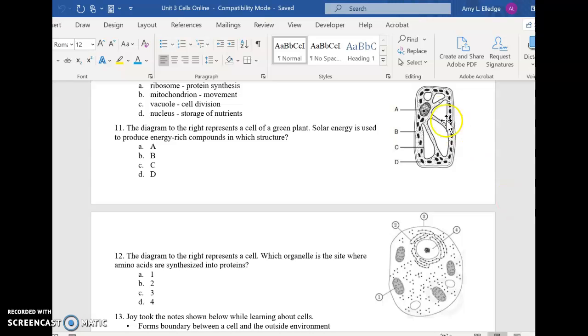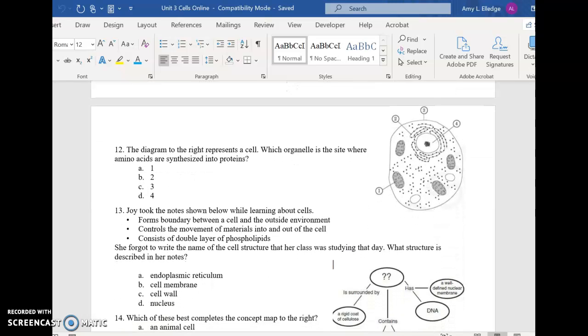So is that going to be A, which is the nucleus, B, which is the cell membrane, C, which is a vacuole, or D, which has to be a chloroplast, I would assume. So the one that uses solar energy would be D, chloroplast.